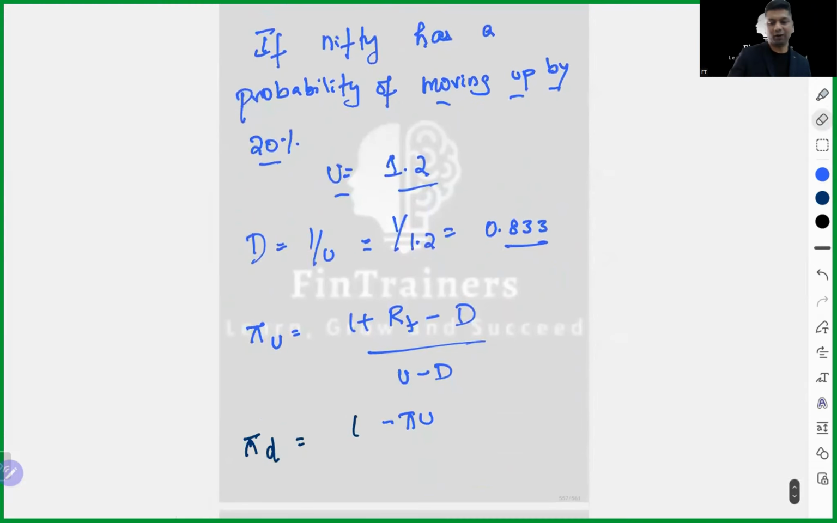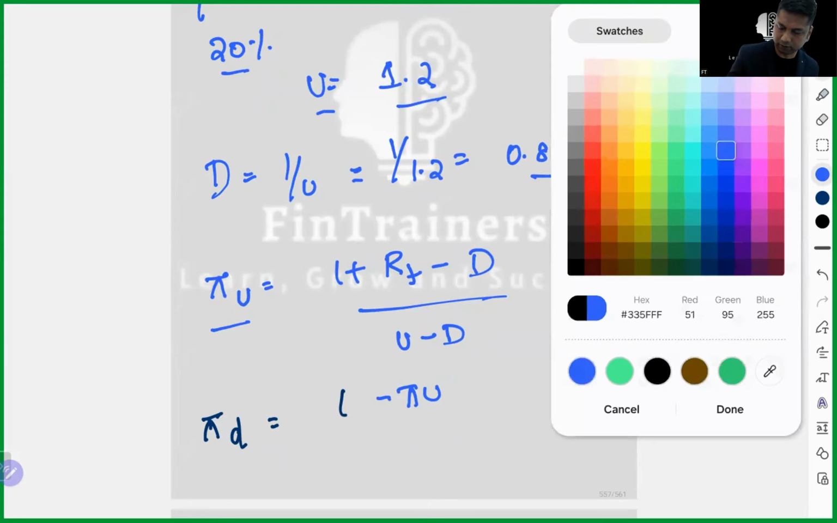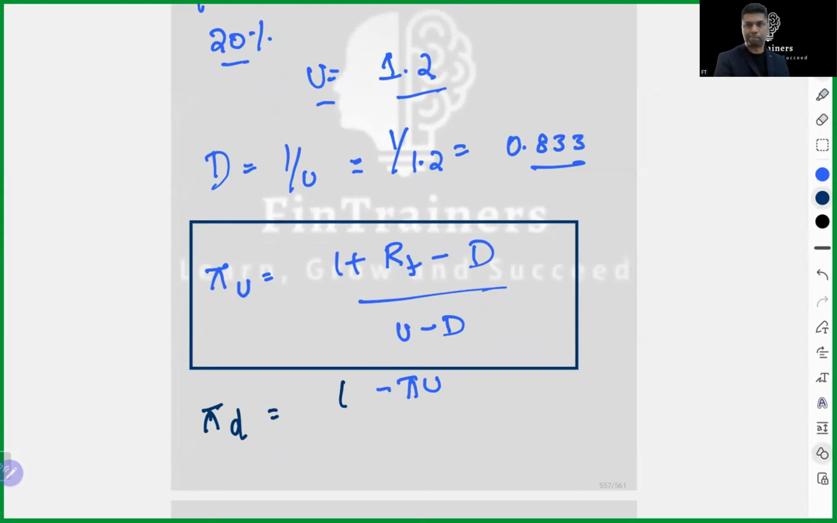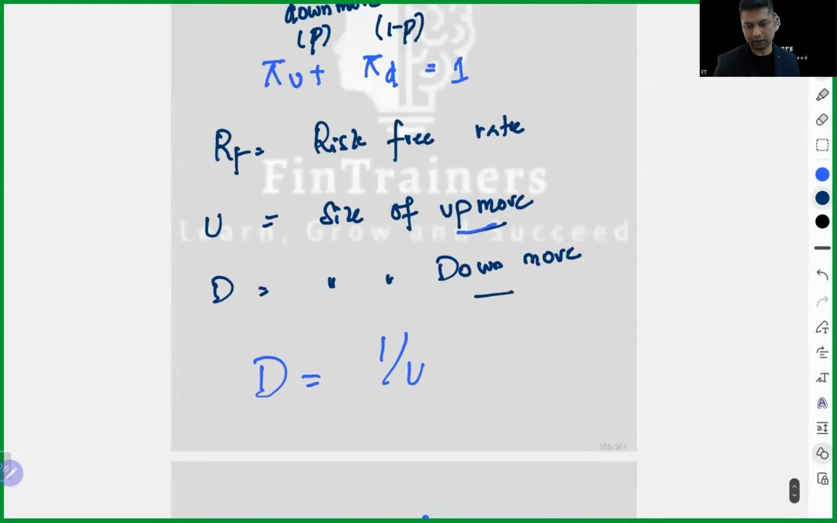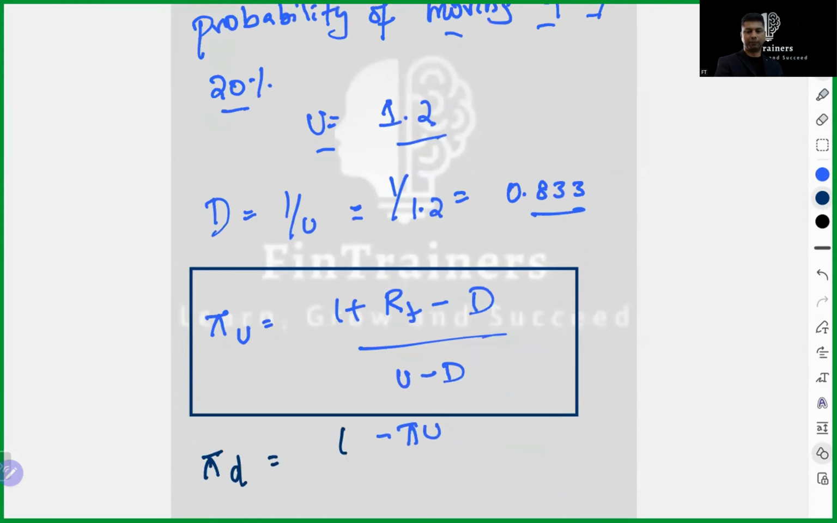What is the probability of the up move, and what is the probability of the down move? The probability of up move is given by this formula, and you have to remember this: 1 plus risk-free rate minus the down move, divided by up move minus down move. This formula is very important. Without this, we cannot do binomial pricing. It is based on the risk-neutral probability, so you're using the risk-free rate here: 1 plus RF minus D divided by U minus D.